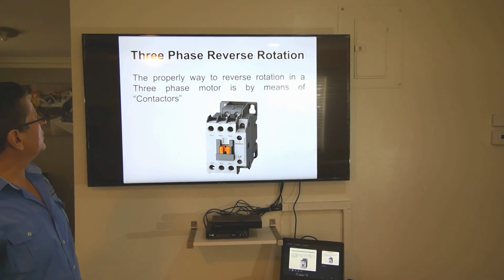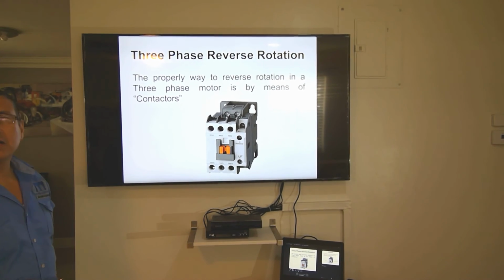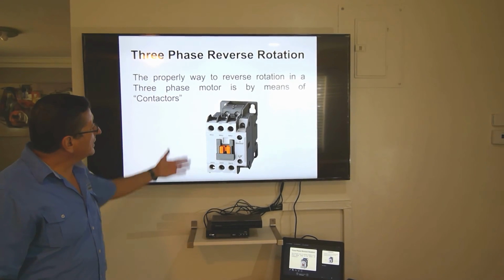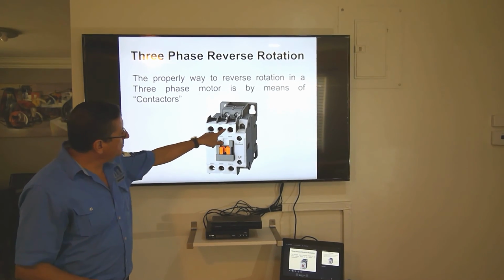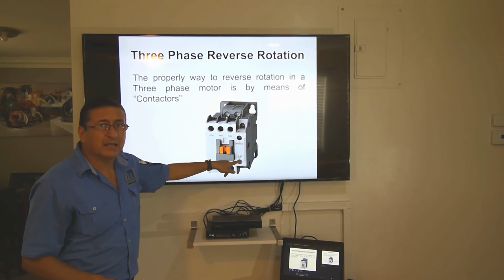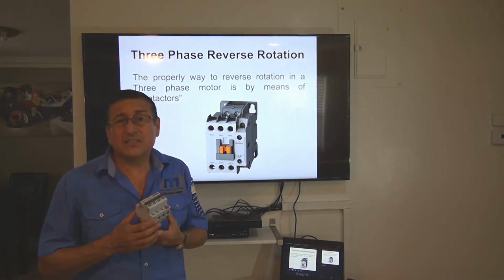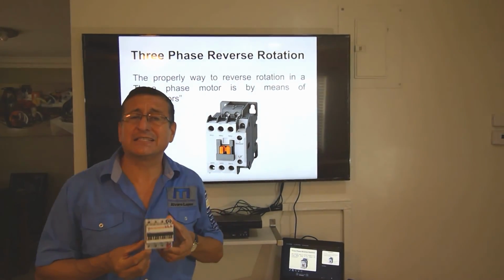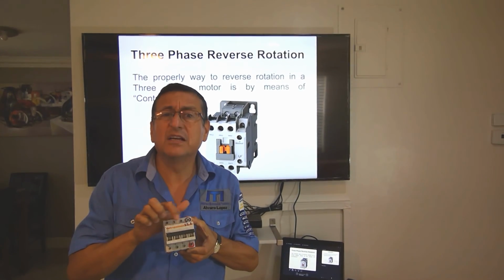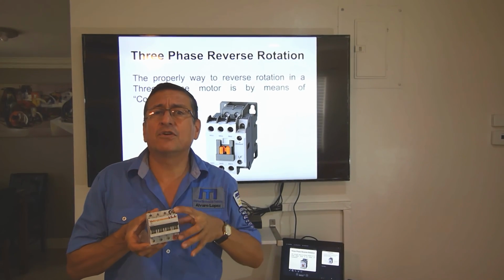3-phase reverse rotation. The proper way to reverse rotation in a 3-phase motor is by means of contactors. The contactor is basically a 3-phase breaker with a couple of inputs for the signal. The signal can be AC or DC. For example, this is not properly a contactor, but it's exactly the same. It's a 3-phase breaker with 2 inputs on the side for the signal.